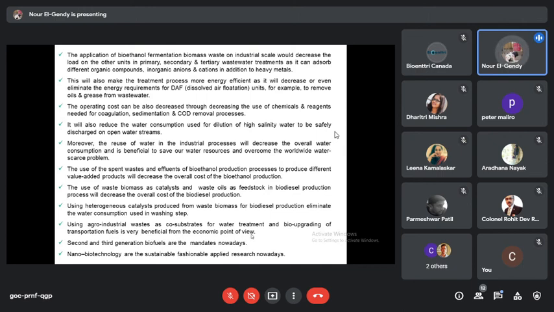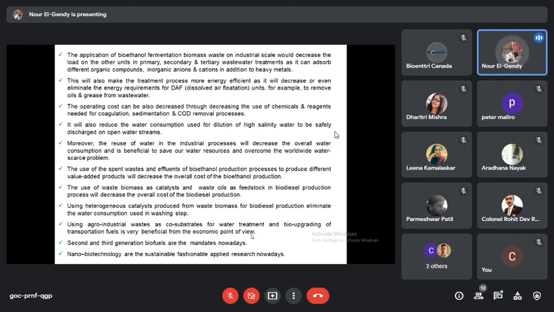The operating cost can also be decreased through the decrease in the use of chemicals and reagents needed for coagulation, sedimentation, and CO2 removal. It will also reduce the water consumption used for dilution of high salinity water to be safely discharged on open water streams. Moreover, the reuse of water in the industrial process in general will decrease the overall water consumption and is beneficial to save our water resources and overcome the worldwide water scarcity problem. The use of the spent waste and effluents for bioethanol production process to produce different value-added products will decrease the overall cost of the bioethanol production.